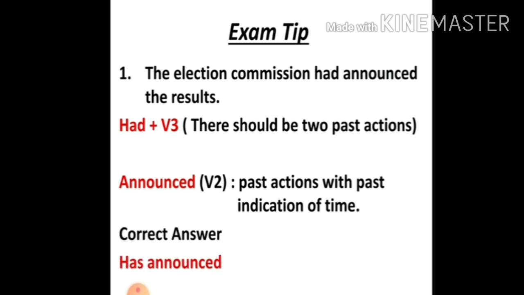Simple. So whenever you get confused about which of these three patterns to use, remember had plus V3 is used when there are two past actions, and to use only V2 you need to have a past indication of time. In case no past indication of time is given, and there are no two past actions, then go with has or have plus V3. Here I have used has announced because the Election Commission is singular.